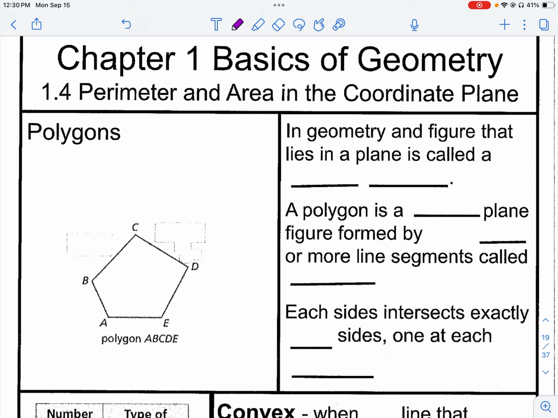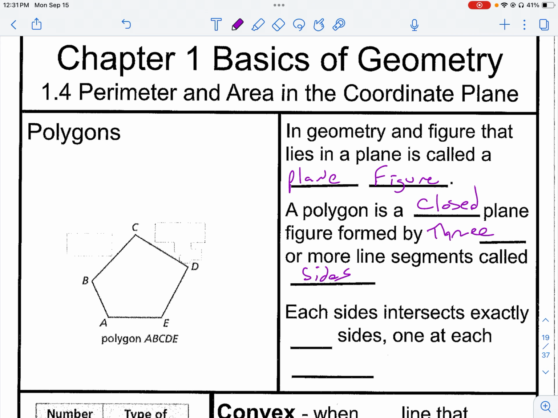All right, so let's keep talking about the basics of geometry, perimeter and area in a coordinate plane. So we're going to start off talking about a figure that lies in a plane, which in geometry we call a plane figure. And a polygon is a closed plane figure formed by three or more line segments called sides.